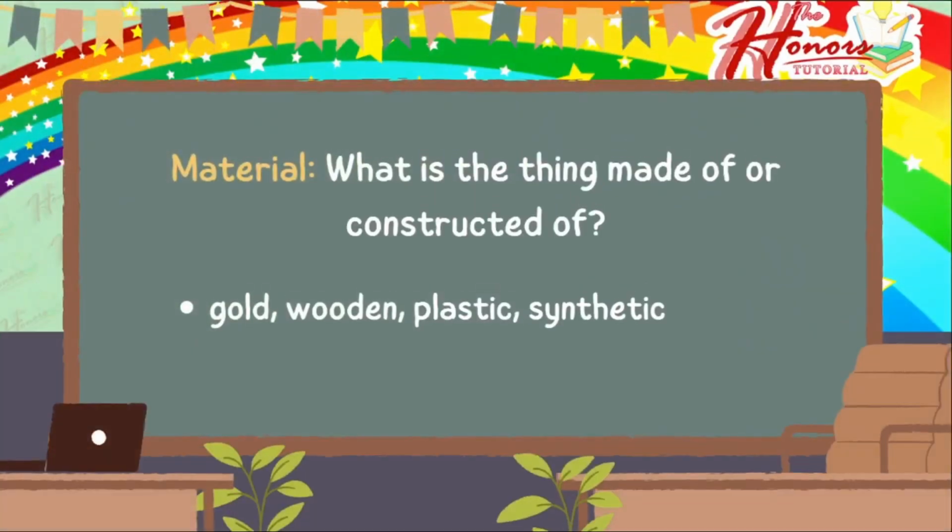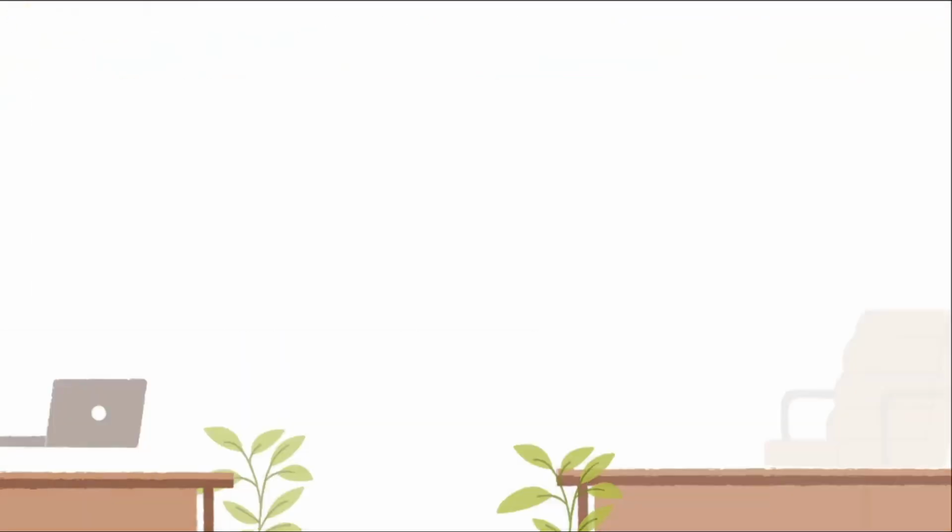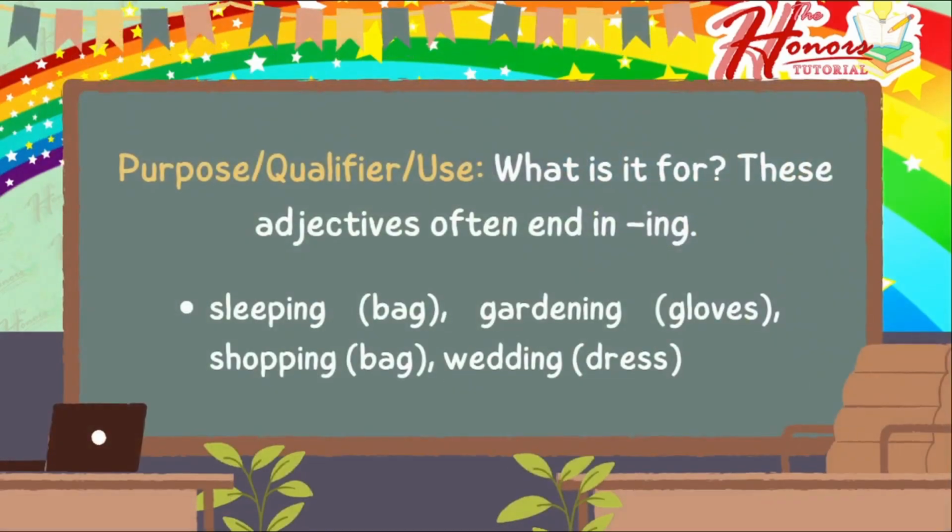So after the adjective origin, next is the material. Material answers the question, what is the thing made of or constructed of? Like for example, is it made with gold, wooden, plastic, synthetic, and so on? Can you give me another example of an adjective for material? Wow, very good.